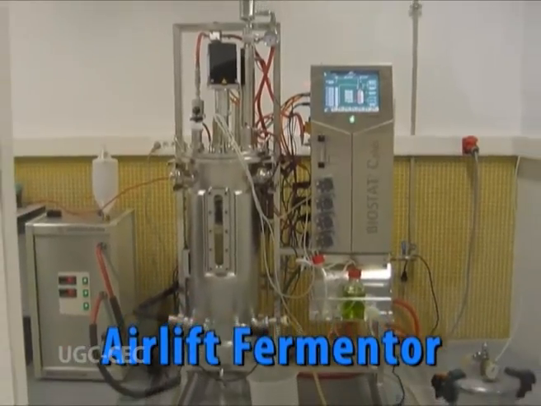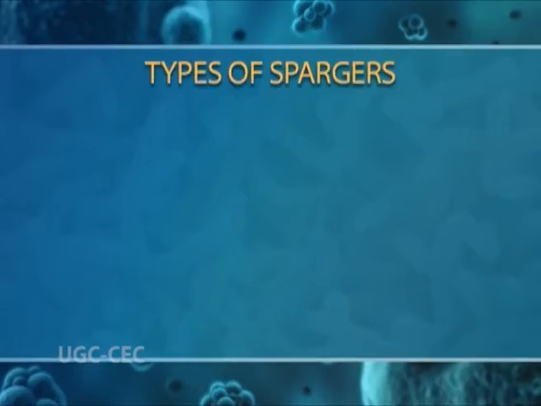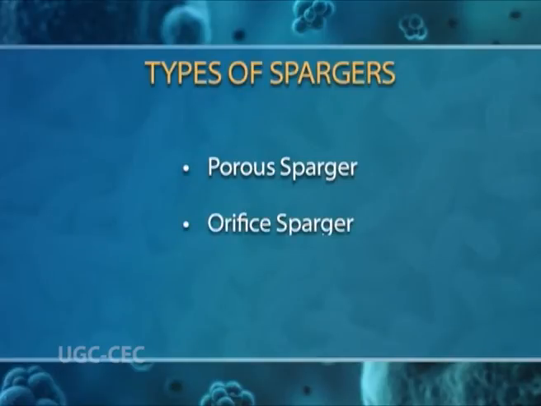Agitation is not required when aeration provides enough agitation, which is the case of airlift fermenter, but this is possible only for a medium which has low viscosity and low total solids. For aeration to provide agitation, the aspect ratio of vessel height to diameter should be 5:1. Air supply to the sparger should be through a filter. There are 3 types of spargers: porous sparger, orifice sparger, and nozzle sparger.